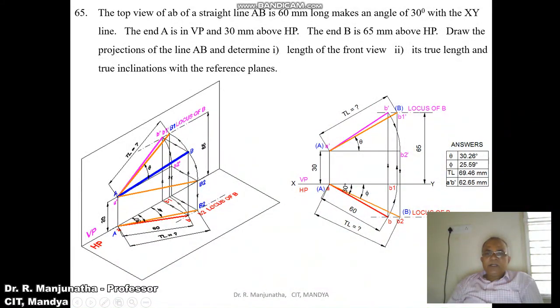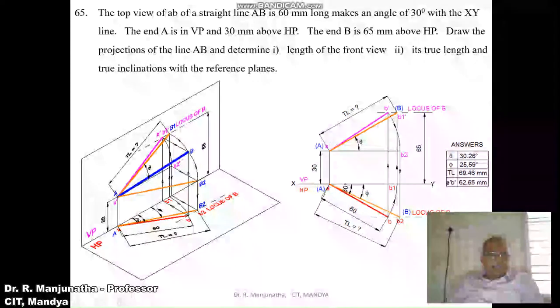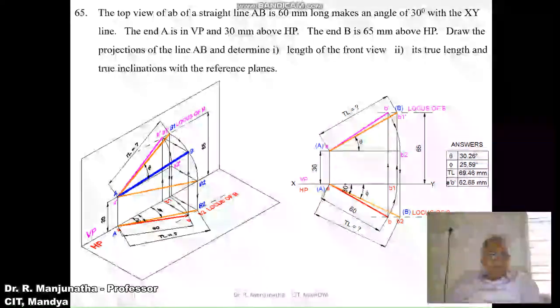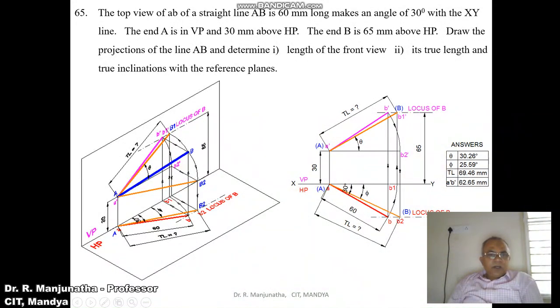So you are going to get the true length in the vertical plane. Now we need to find out the true length in the horizontal plane. With A as center, taking the radius of capital AB, with A above HP by 30 mm, you rotate it such that B2 is also above HP by 30 mm. So that means now capital AB2 is the line which is parallel to HP.